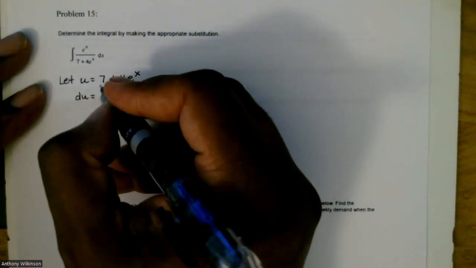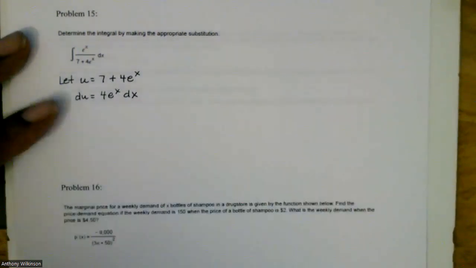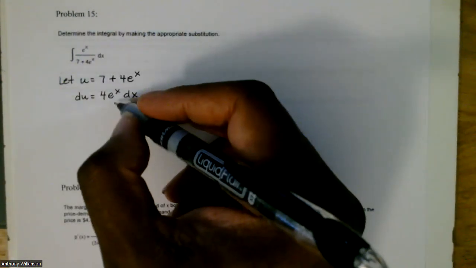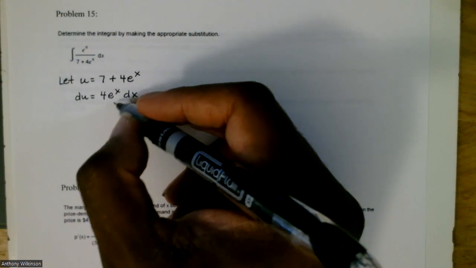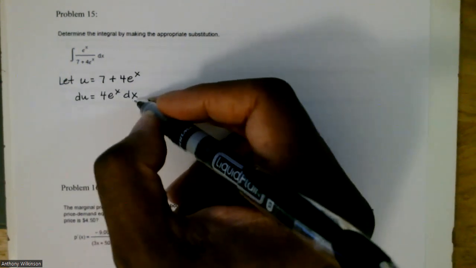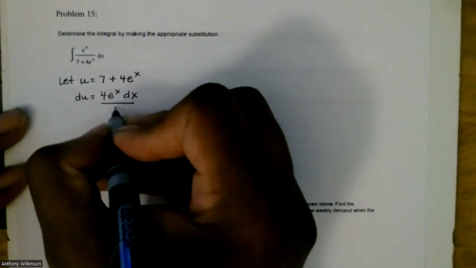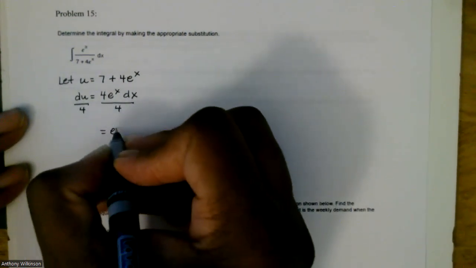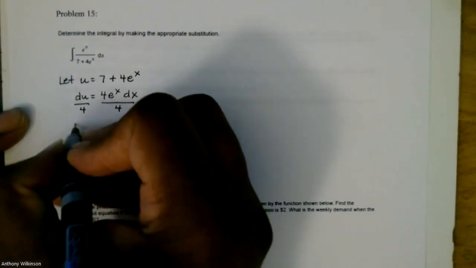Well, the derivative of 7 is 0. The derivative of 4e to the x, I just bring the 4 down. The derivative of e to the x is e to the x, and then dx. So for du, I have 4e to the x dx. Well, I just had the e to the x dx up here. So if I want to find out what the substitution is, I'll just get e to the x dx by itself by dividing both sides by 4. So that means e to the x dx is equal to 1/4 du.